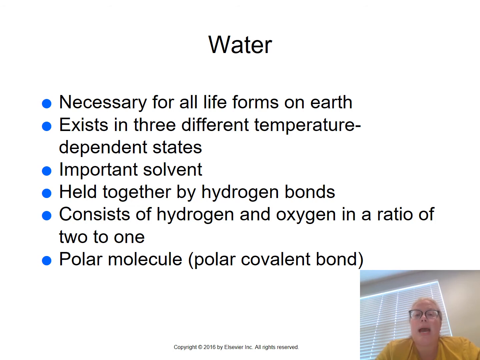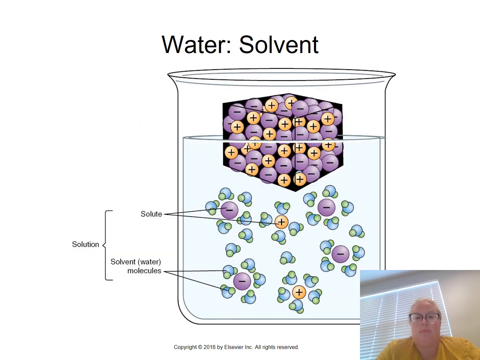It's held together by hydrogen bonds. It consists of hydrogen and oxygen in a ratio of 2 to 1, so H2O, and it's a polar molecule. If you look here at this picture, you'll see that water actually acts as the solvent. Sodium and chloride ions are the solute. And when solutes are dissolved or dissociated in a solvent, a solution is formed.